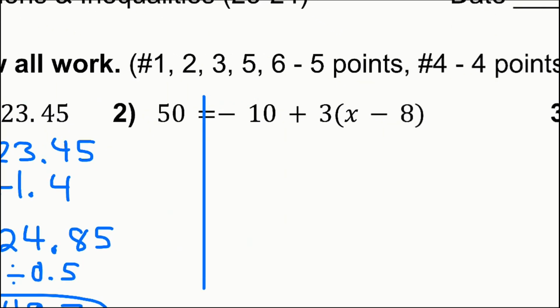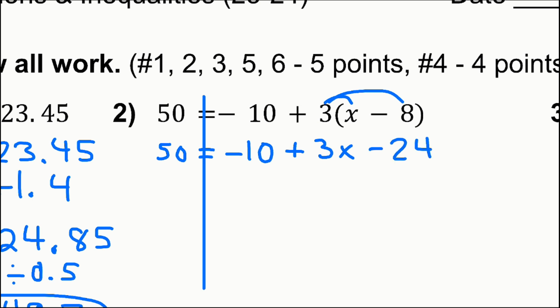First step is going to be distribute. All right. So I'm going to bring my 50 down. Negative 10 comes down. 3 times x is 3x. 3 times negative 8 is a negative 24. Now we combine like terms. It's going to be the negative 10 minus 24.